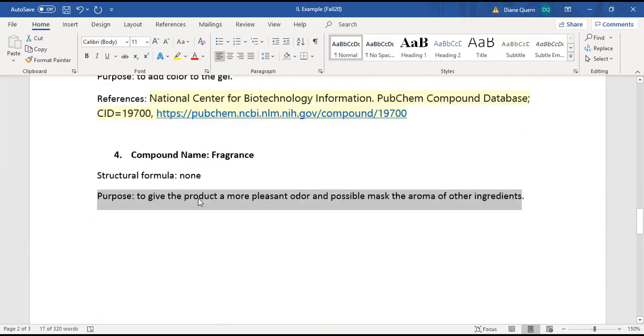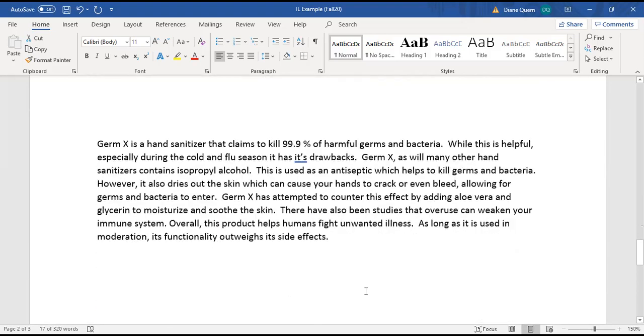Now I wanted to show an example of a paragraph that would summarize the analysis of this product. So notice this person is saying it's a hand sanitizer. It claims to kill germs and bacteria. That is helpful, but it has drawbacks. So they're exploring the negative sides of it based off of their analysis.